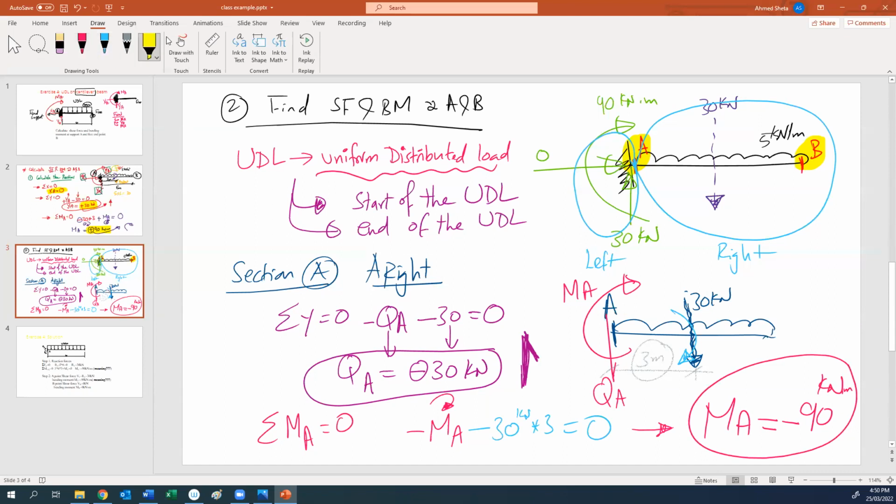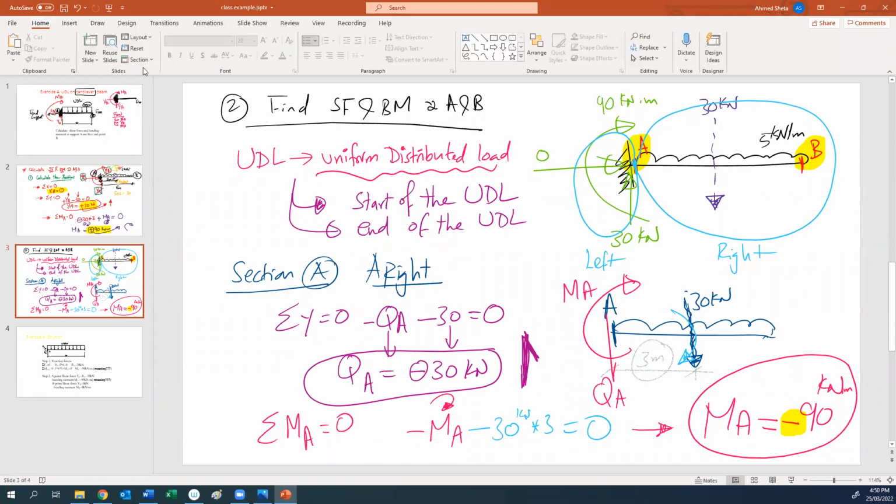The negative sign again means the reverse direction. So if I assumed MA in the clockwise direction, it should be anti-clockwise. Okay? Do you have any problem with this one? Okay.